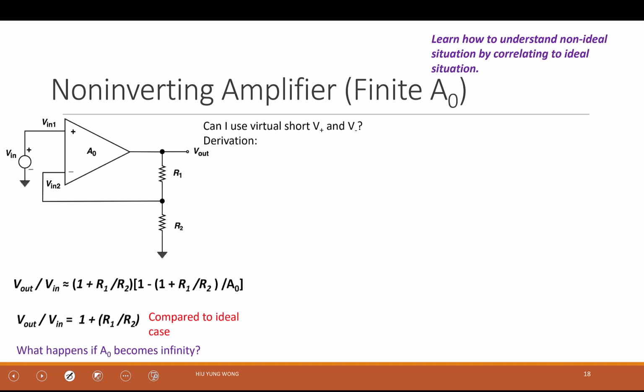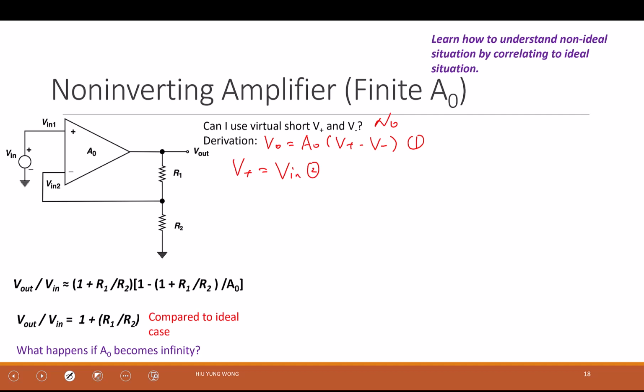So what I need to do is to use this equation: V out equals A0 times (V plus minus V minus). Okay, so this is my first equation. Of course, I have two variables, V plus and V minus, that I don't want, right? So the first equation is, I know that V plus equals V in. This is an easy equation, trivial.